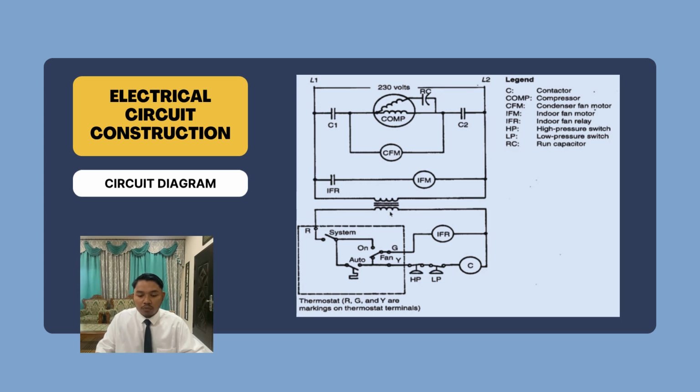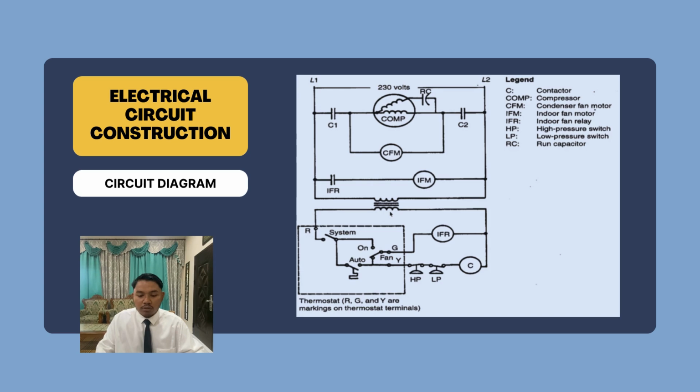When the thermostat calls for cooling, it closes the circuit between terminal R, that's the power, G, the fan, and Y, cooling. Indoor fan activation: terminal G is connected to the indoor fan relay. When the thermostat is set to fan on or auto and there's a call for cooling, the indoor fan relay is energized. This closes the contact in the indoor fan relay line, supplying power to the indoor fan motor. The indoor fan motor begins to rotate, circulating indoor air.